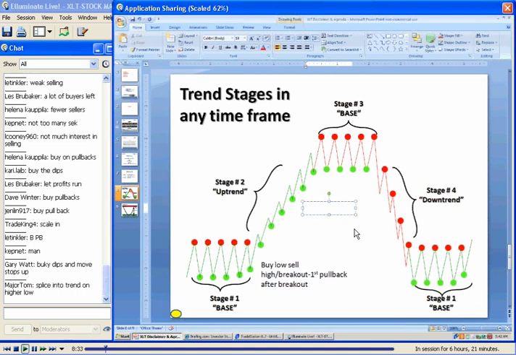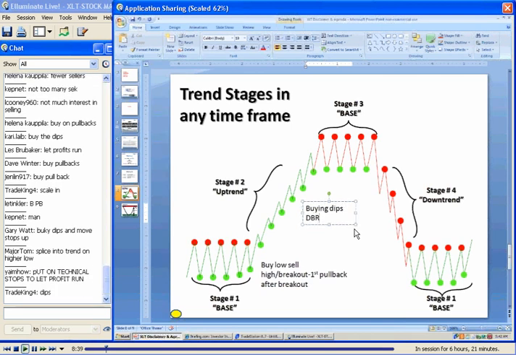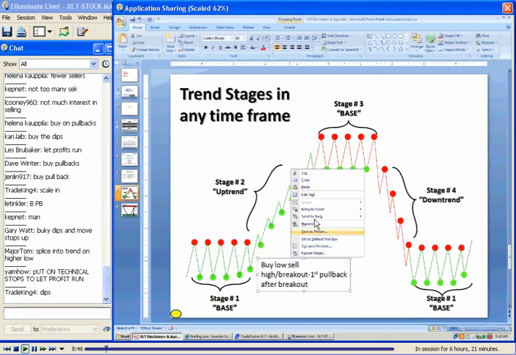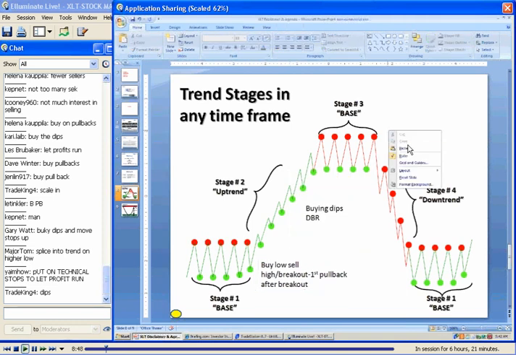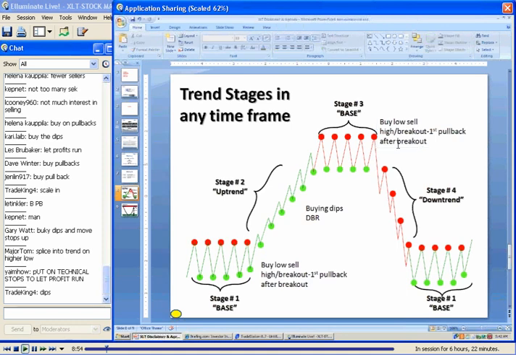Okay, and then yes, we're focused on buying the dips to the drop base rallies. We're focused on buying the dips at the drop-base rallies. Now, stage 3 up here is going to be exactly the same as our stage 1. So I'm going to slide that right up there. And there it is, buy low, sell high. Same thing as our stage 1.